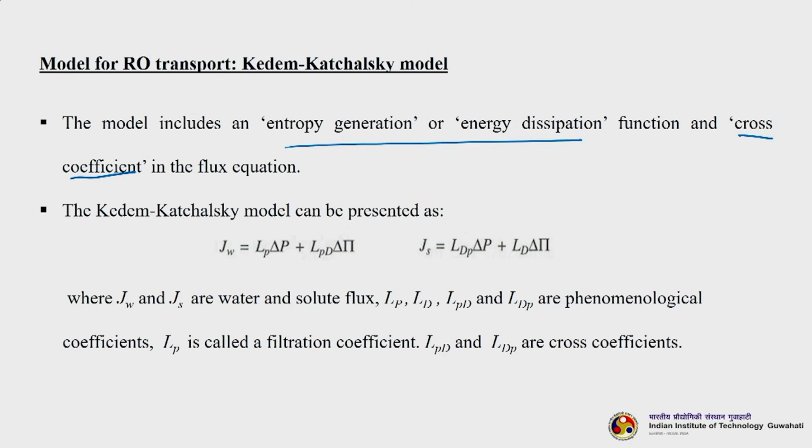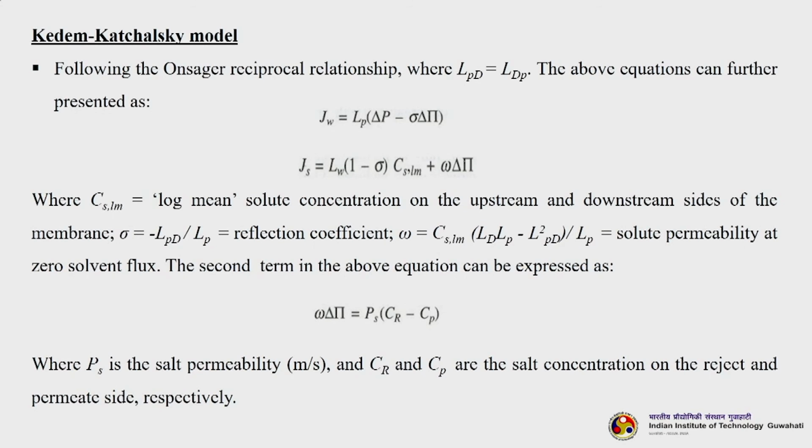Jw and Js are the water and salt flux, whereas Lp, Ld, Lpd and Ldp are the phenomenological coefficients. Lp is called the filtration coefficient, and Lpd, Ldp are the cross coefficients. Now, Onsager suggested that the cross coefficients are equal, so Lpd equals Ldp. So, we can rewrite the equation as water flux equals Lp times delta P minus sigma delta pi, and salt flux equals Lw into 1 minus sigma Cslm plus omega delta pi.